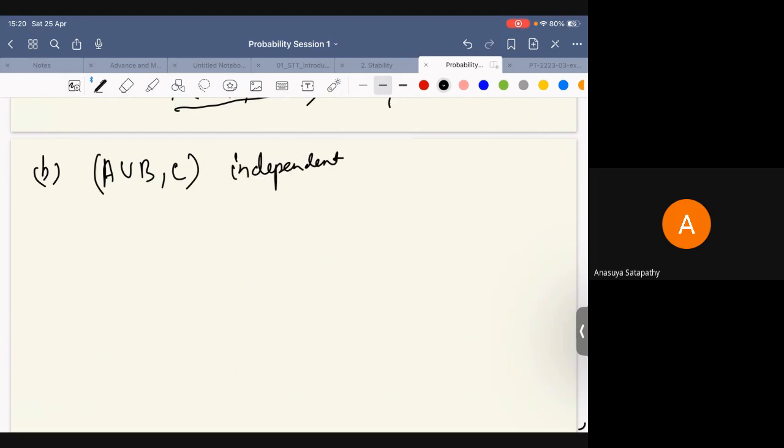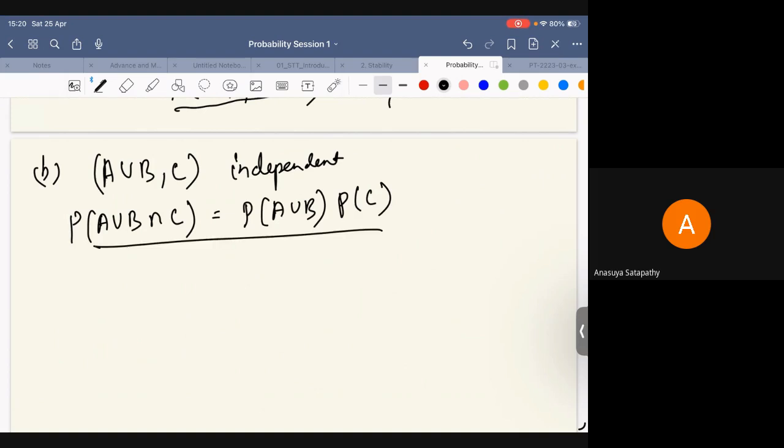Okay, so probability of A union B intersection C must be like this: probability of A union B times probability of C. Am I right? Yes. Okay, so how will we prove it? Let's prove the probability of A union B intersection C.